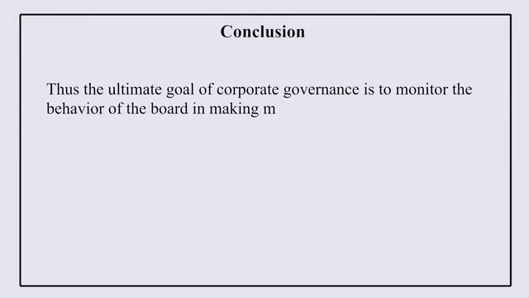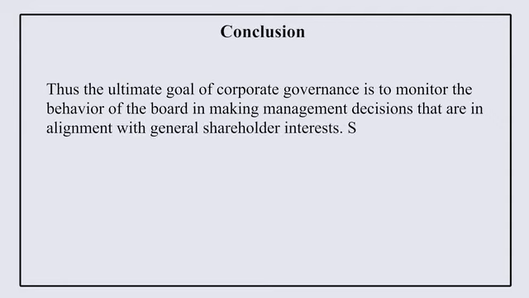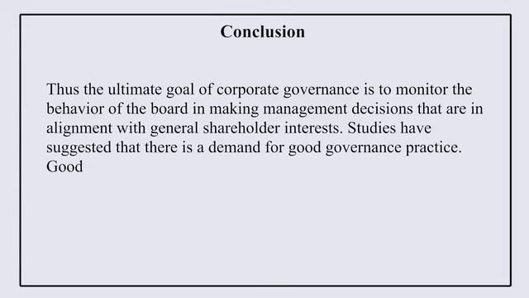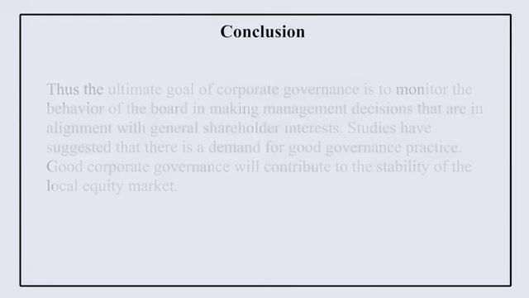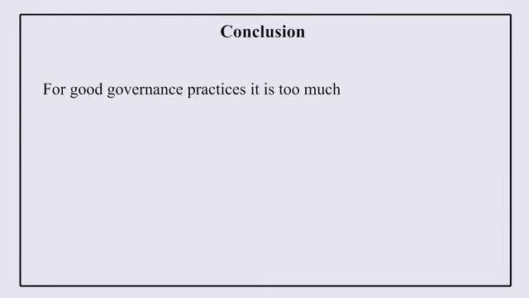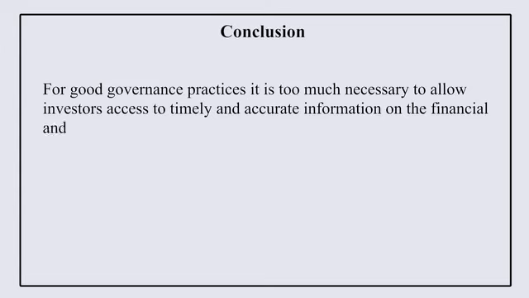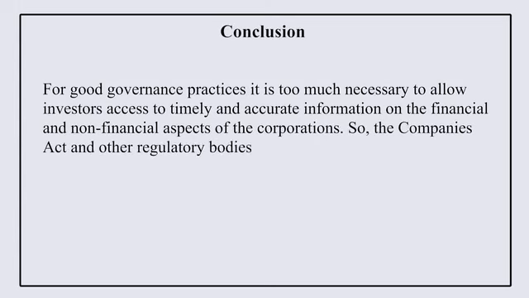To equalize this power, that means to stop management fraud, promote accurate financial reporting, and thus regain the shaken confidence of the financial markets. If the necessary steps are taken in corporate governance, we can attract minority stakeholders and other investors in the corporate sector to invest their money. This approach can be accomplished by recognizing the employee as a key participant in the corporate sector. Thus, the ultimate goal of corporate governance is to monitor the behavior of the board in making management decisions that are in alignment with the general stakeholders' interest.